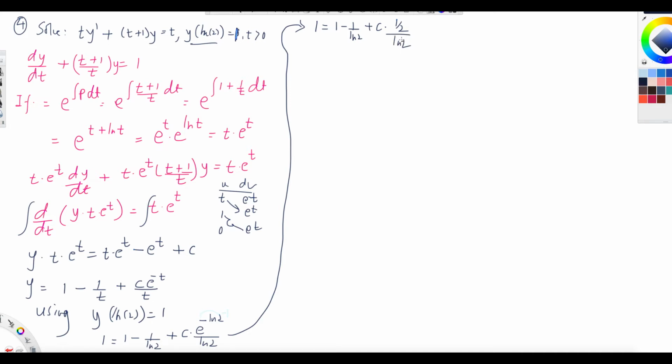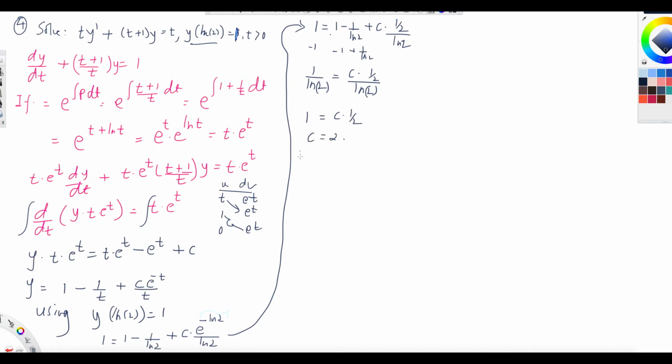So what do you get for c? Let us see. Subtract 1, add 1 over natural log of 2. You get 1 and negative 1 cancel out. So add 1 over natural log of 2 equals c times 1/2, that is 1/2 c over natural log of 2. If you multiply both sides by natural log of 2, you get 1 equals c times 1/2. So what is c? c is 2. Multiply both sides by 2.